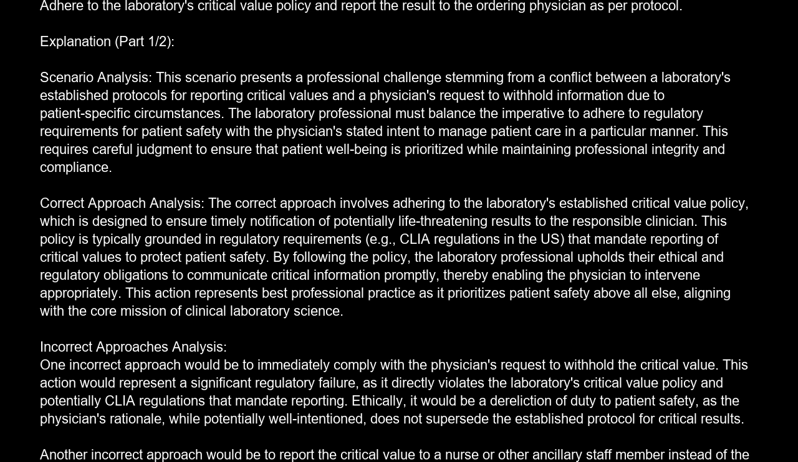One incorrect approach would be to immediately comply with the physician's request to withhold the critical value. This action would represent a significant regulatory failure, as it directly violates the laboratory's critical value policy and potentially CLIA regulations that mandate reporting. Ethically, it would be a dereliction of duty to patient safety, as the physician's rationale, while potentially well-intentioned, does not supersede the established protocol for critical results.